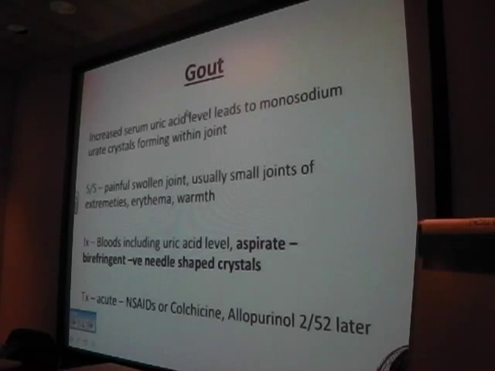Gout. So it's increased serum uric acid levels. This leads to monosodium urate crystals within the joint. The key point here is differentiating between gout and pseudogout, which I'll show you next.